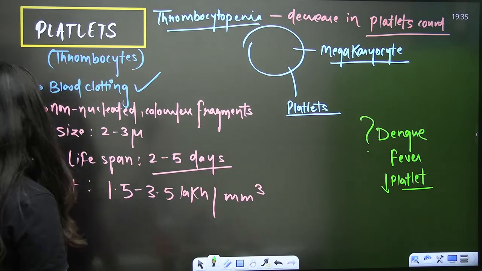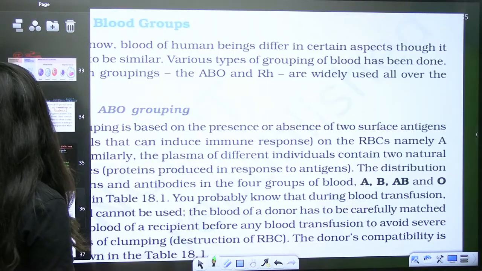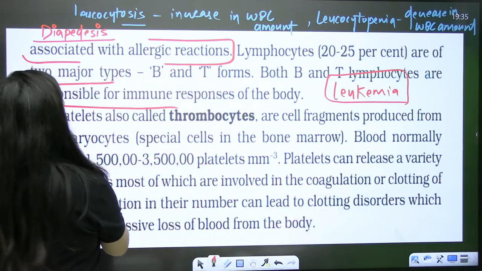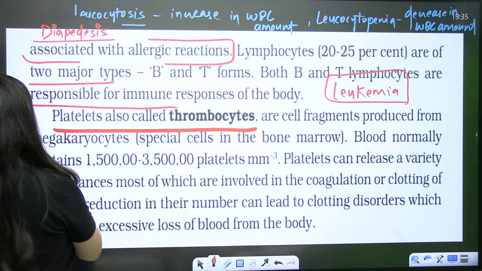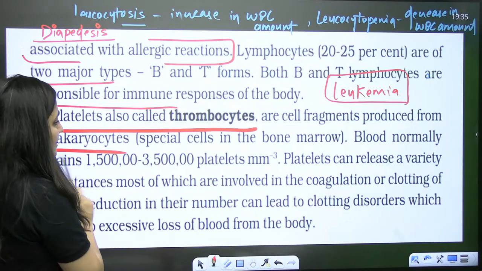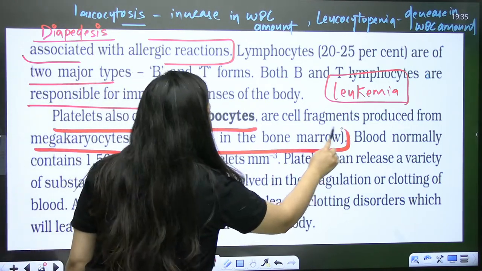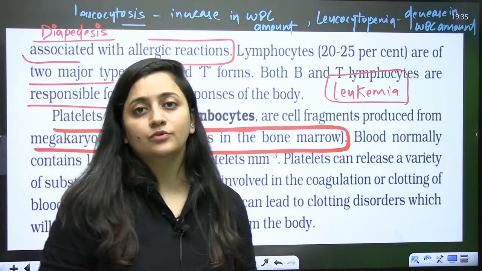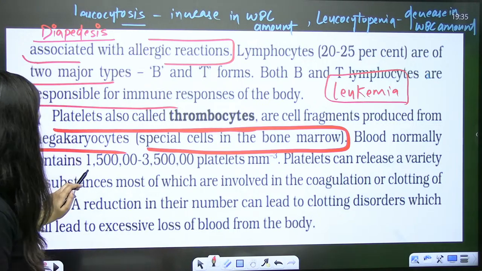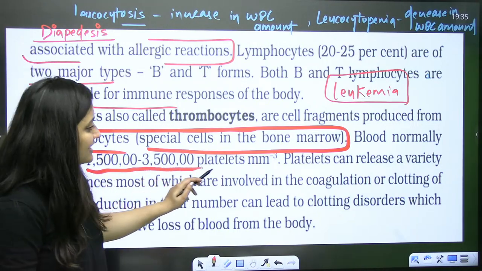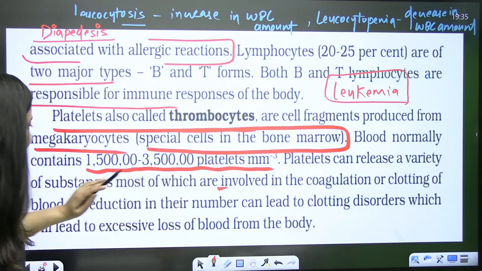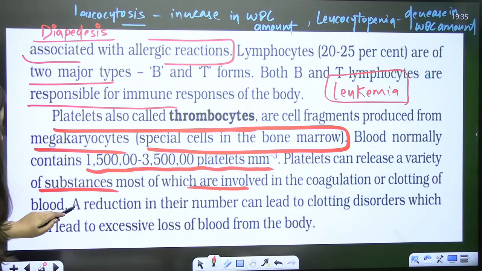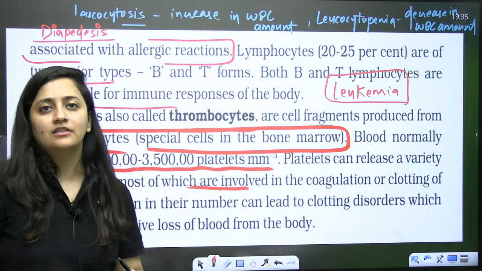Any doubt? So let's revise it from NCERT and then move to the next topic. See this, platelets, thrombocytes, are cell fragments produced from megakaryocytes. What are megakaryocytes? They are special cells in the bone marrow. The word is mega, which means large. Karyocyte is related to the nucleus. Blood normally has 1.5 lakhs to 3.5 lakhs platelets per cubic mm. Platelets release substances involved in blood clotting or coagulation. If their number is less, it can result in a clotting disorder.